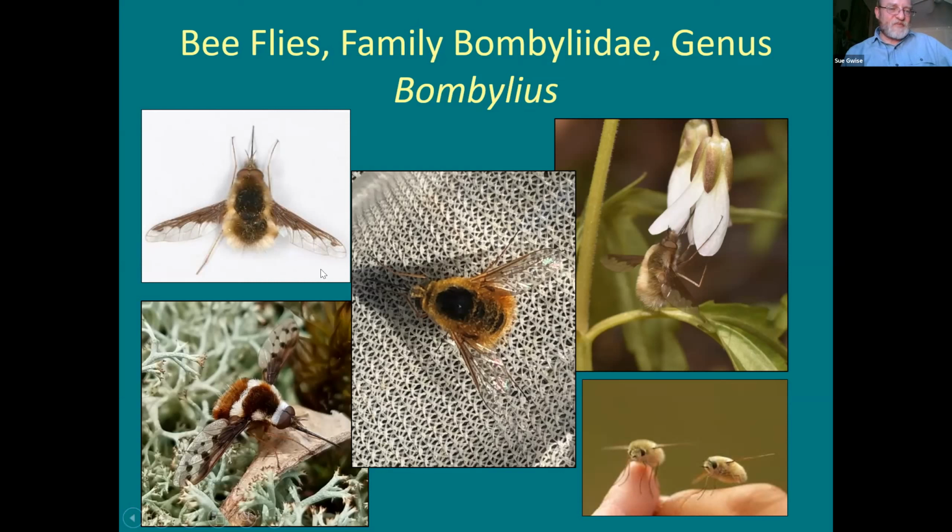Key characteristics of bee flies are these really long proboscis, and then the wings are swept back like a fighter jet, right? So the shape and direction of the wings is pretty key, and then they're super fuzzy, of course. This is a really rare one that somebody found on Staten Island this year. It's called the pygmy bee fly, and it's just gorgeous. Beautiful, beautiful insects.